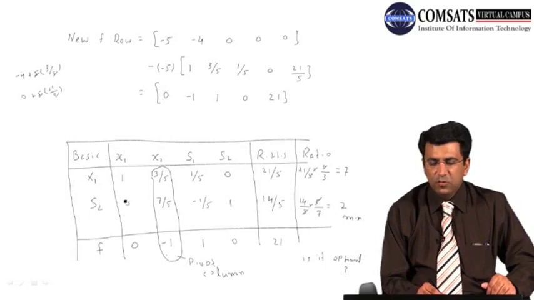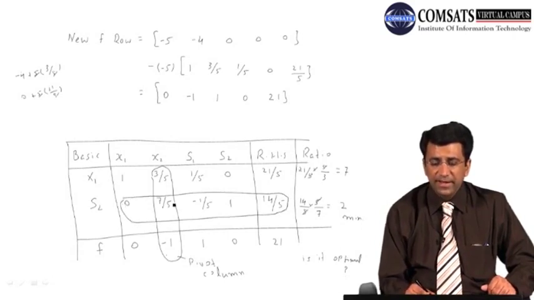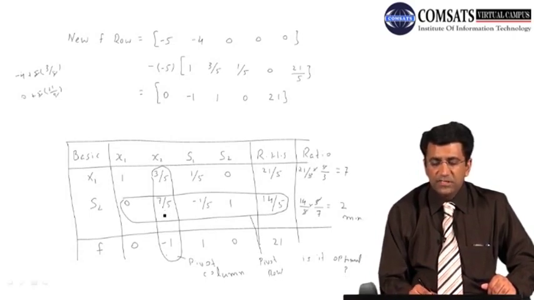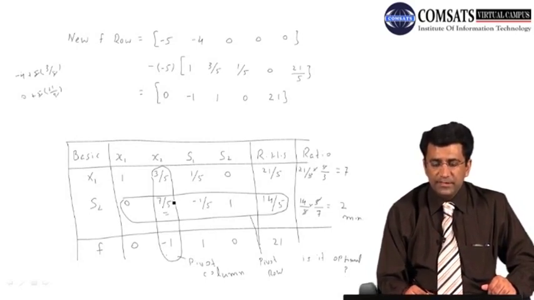So again, the row against that minimum value will be our new pivot row. This is our new pivot row, and let me write down here that this value is our new pivot row for this particular table. And the point which is the intersection of the pivot row and pivot column is the pivot number.